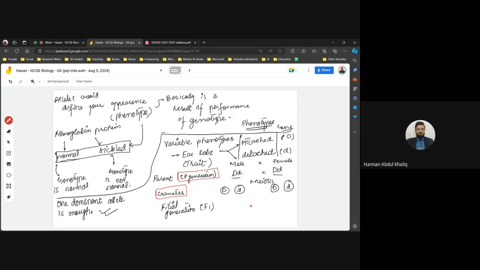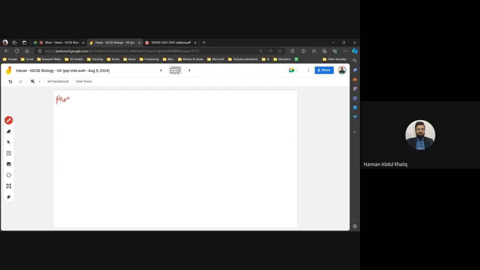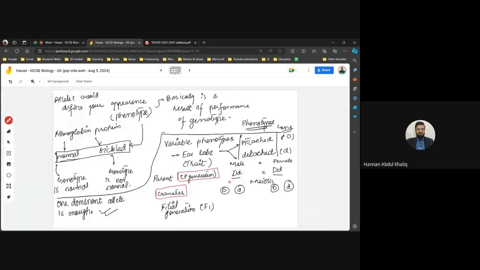Now, what is your estimate? Let's say I ask you to draw the probability. What is the probability of their next child having a detached earlobe? So let's say we draw the Punnett square. We put the sperm on the left vertically, capital D, small d. We put the eggs above horizontally, capital D, small d.